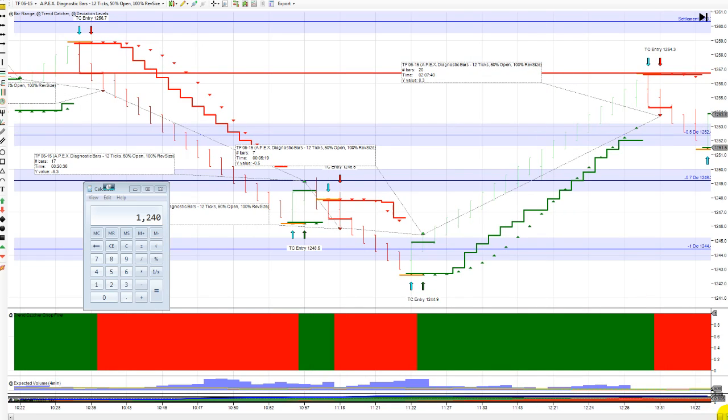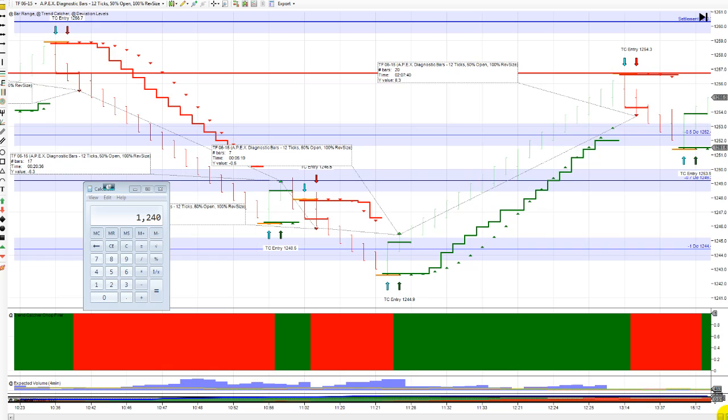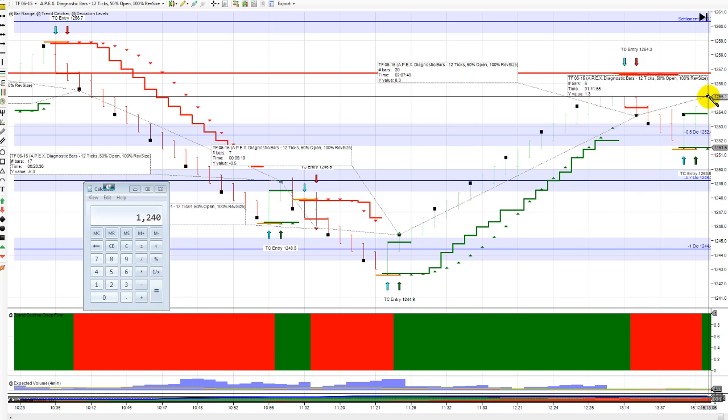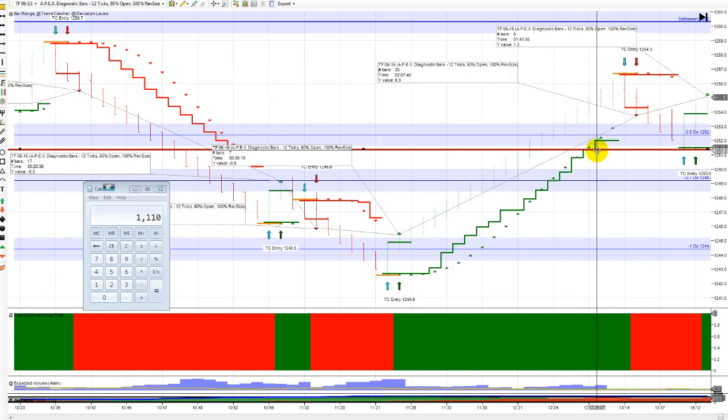Okay, we got a long, but we don't yet have a chop filter saying to go long. Still don't have one saying to go long. Now we got one saying to go long. So right here, tick above this high. And so if we end up booking that loss, basically gave up another $130. And then we will end up going long there with our stop here.